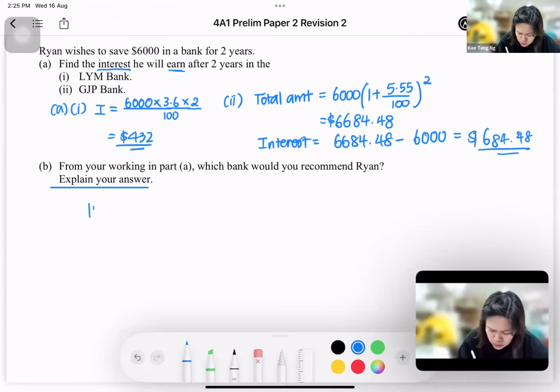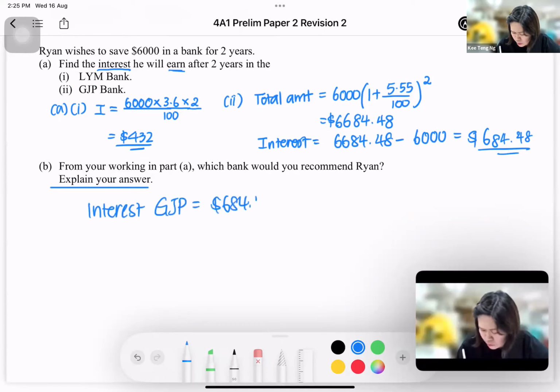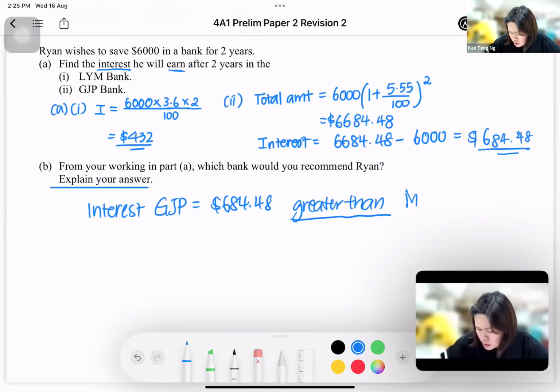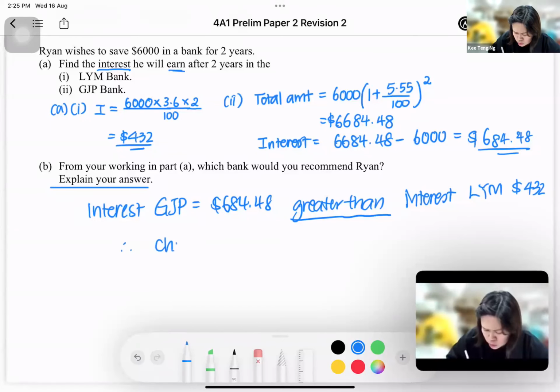So the interest for GJP is equal to $684, greater than the interest for LYM of $432. Therefore, choose GJP Bank.